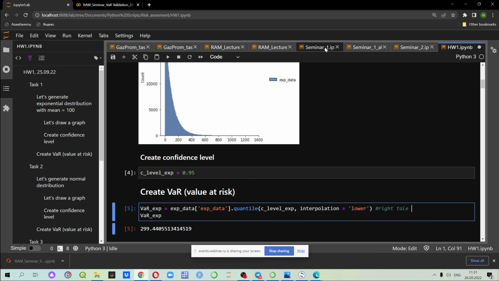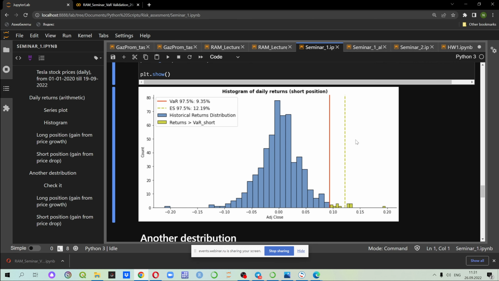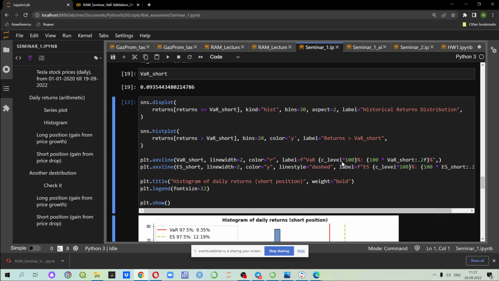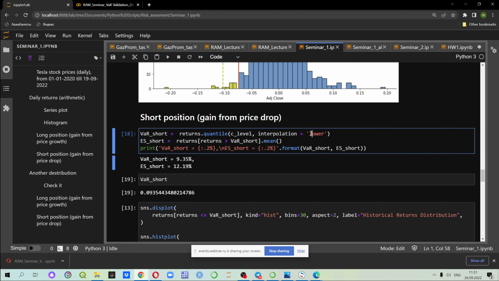When we face the losses, when we will face the losses when prices go up, right? So when in a regular long position you experience profits, right?